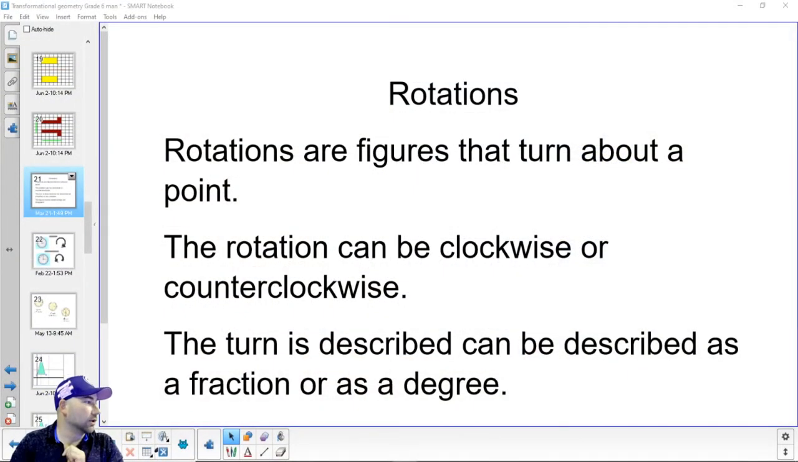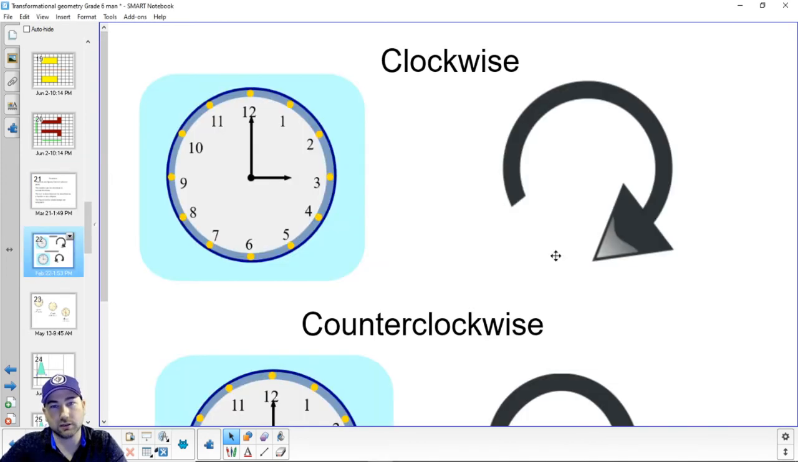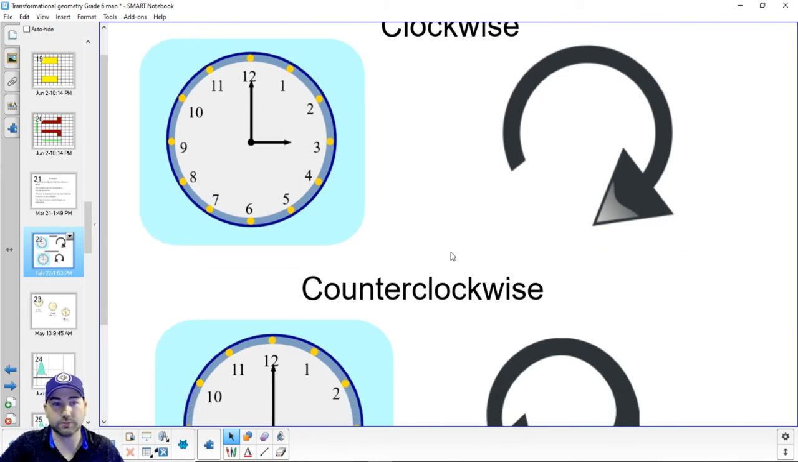Okay, the turn can be described as a fraction or as a degree. We are going to be talking about it as a degree. We're doing our rotations as degrees, hence why we needed to learn angles before we could do this. So let's take a look. Here's clockwise, here's counterclockwise. You for sure should put that down in your notes.